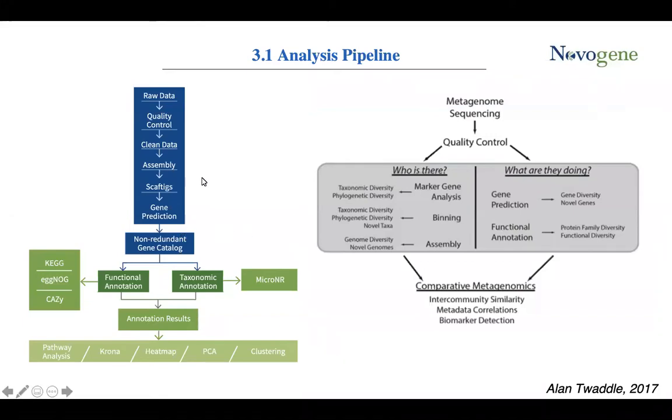And in our analysis pipeline at Novogene, after the quality control of raw data, we will obtain this clean data. Then the next step is by assembly of reads, the scaftigs will be generated to do the following gene prediction. And after we get the non-redundant gene catalog, we will firstly perform taxonomic annotation by using this MicroNR database. Then we will do the functional annotation by using a KEGG database to analyze biological pathways and an eggNOG database to do the orthology predictions, and a CAZy database to describe the families of the structurally related catalytic and the carbohydrate binding molecules of the enzymes.